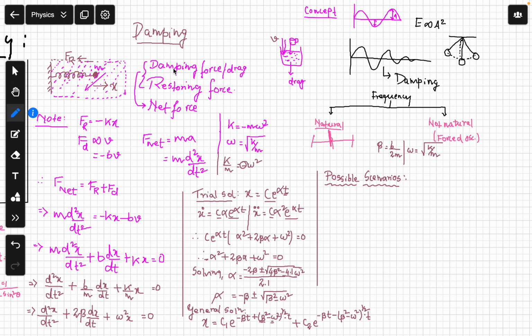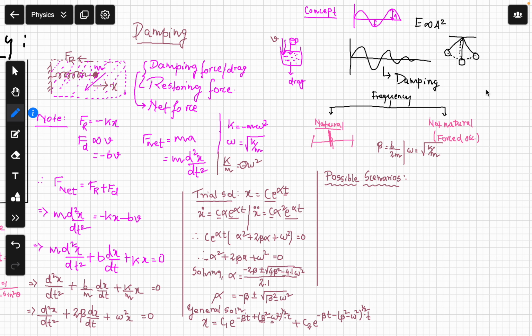What happens is, if the damping force is more, then the oscillation would be less. If the restoring force is more, then also the oscillation would be less. Okay, it is trying to bring it to its original position. So if there is a balance between these two, the oscillations will be more or less there. Okay, so the possible scenarios are something which decides whether there would be oscillation, whether there would be damping, whether there would be both damping and oscillation.